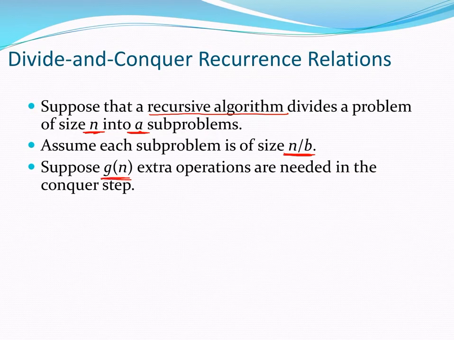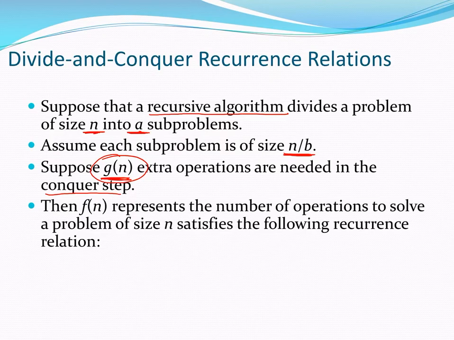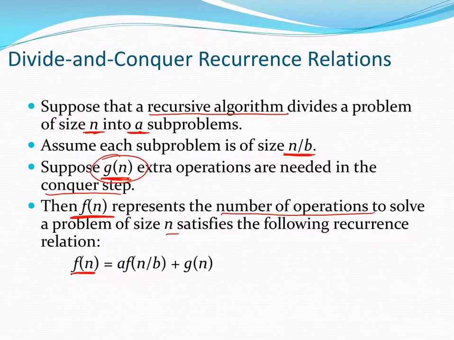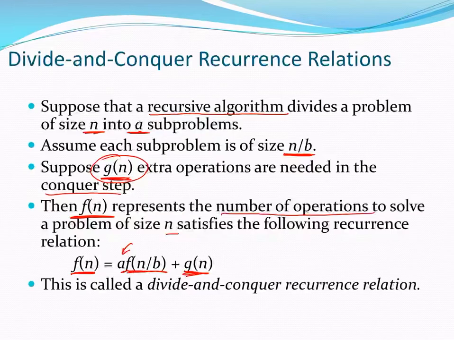And then I've got some number of operations I need to do to bring those solutions together to form a final solution. That is the conquer step, and that is some function of the problem size. We'll call it g of n. What I want is an expression for f of n, the number of operations to solve a problem of size n. If I have a subproblems, it's a times the number of steps it takes to solve a problem of size n over b, plus any steps to stitch all of those returns together. That is called the divide and conquer recurrence relation.